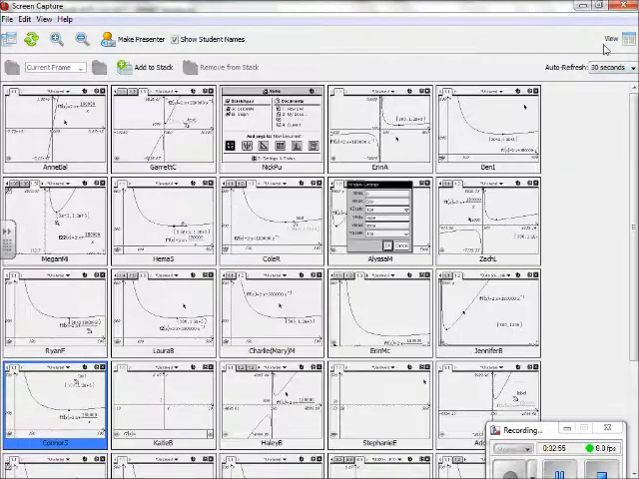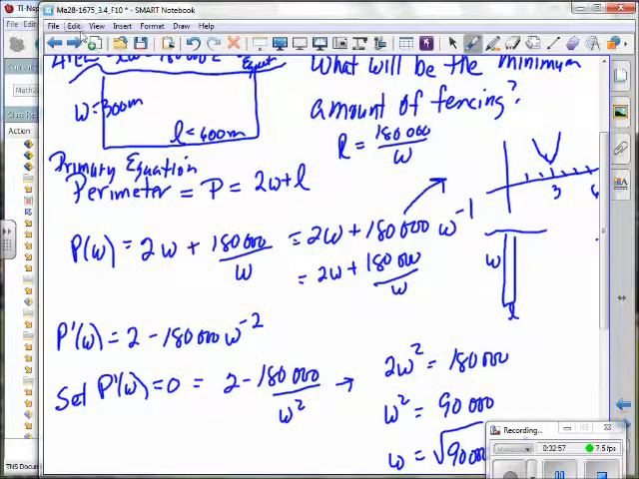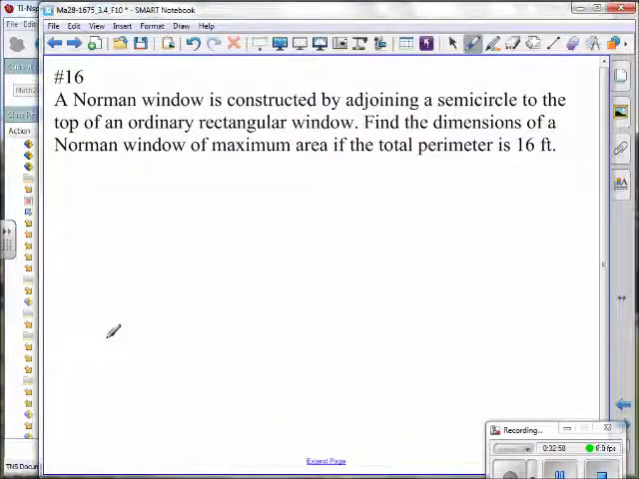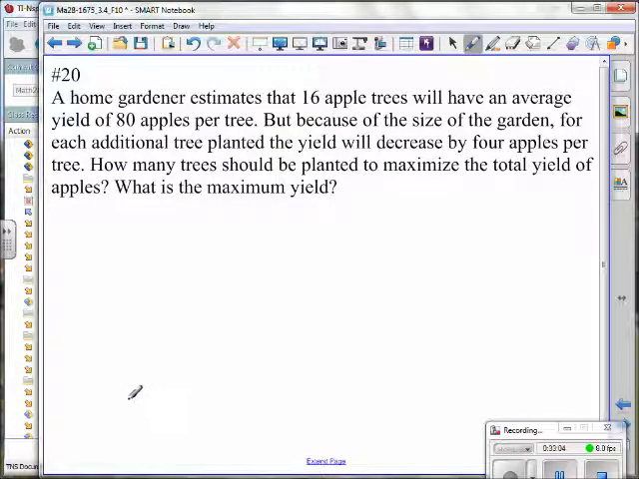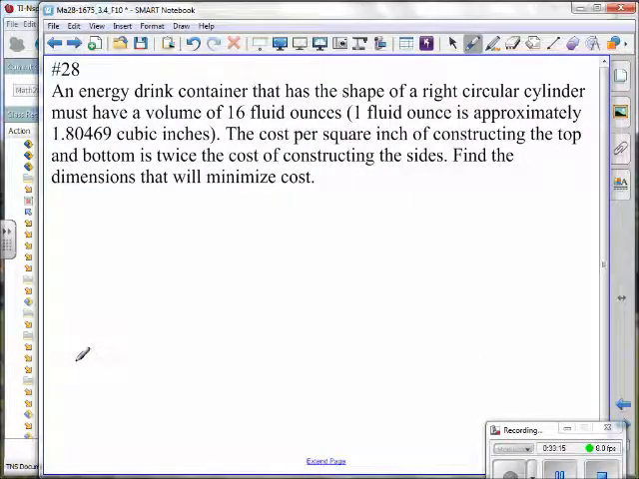Let's go to another problem. Let's see what else we can get into here. Oh, here's our Norman window one. We won't bother with that since it is for homework. A home gardener estimates that 16 apple trees have an average, oh boy. Hang on a second. Let's go on to another problem, and then we'll come back to problem 20. But I think I'd rather do this one first and give me a chance to look at that other problem before we jump into it. It's not a bad problem at all.